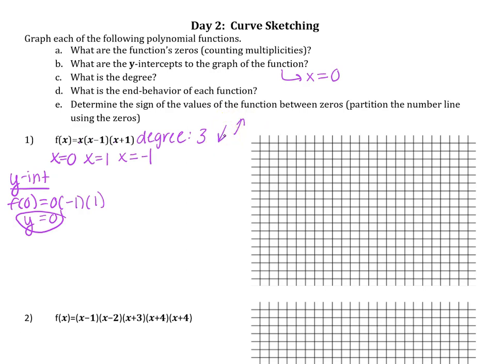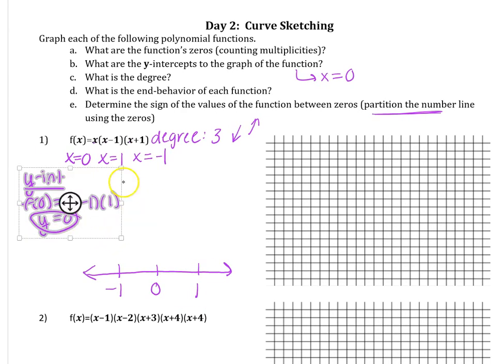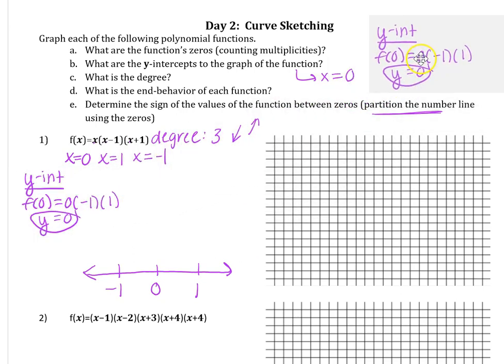Okay, and now we're going to determine the sign values of the function between the zeros, which is what we call partitioning the number line. So I'm going to have a number line here. And what I'm going to do is put the zeros in order along the number line. So -1, 0, 1. I'm actually going to move my y-intercept work. I'll move this up here for now.